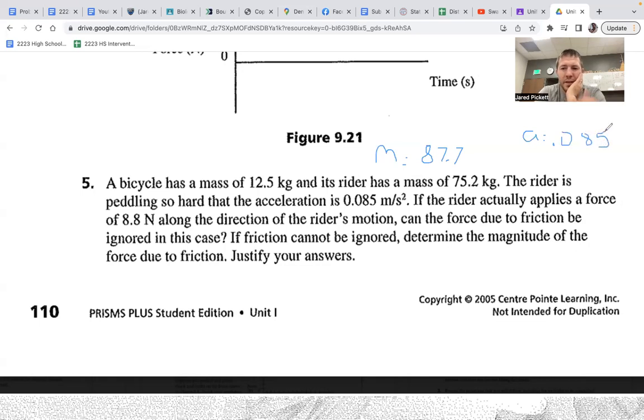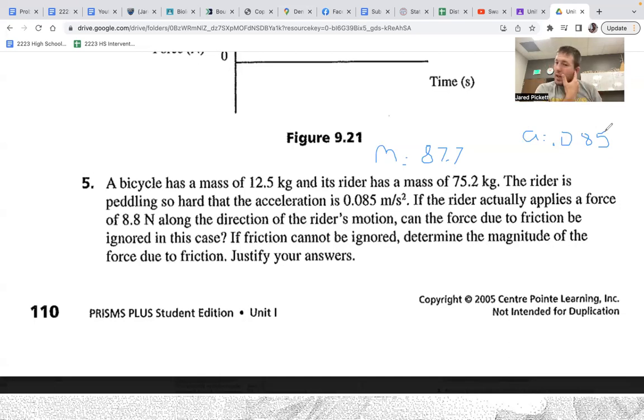And I think what it's asking me is, can the force due to friction be ignored in this case? Well, I think it cannot be ignored. Well, what do I do? Well, if I take my mass and multiply it by my actual acceleration, so I take 87.7 and multiply it by 0.085, I'm going to do that right now. Calculator's right here. So 87.7 times 0.085.